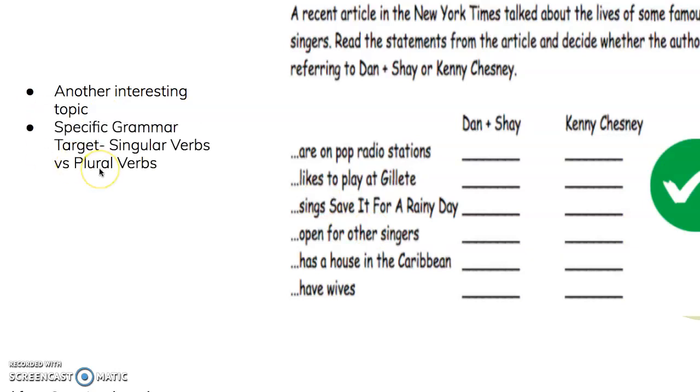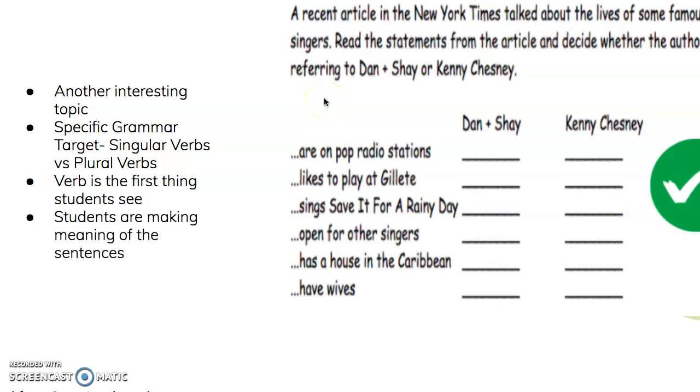I have a very, very specific target. I'm looking at singular verbs versus plural forms in the present tense, okay? So that is there. This has to be processed. And this is a very, very simple thing for them to look at. The first word that they see is the verb. And that's how they're going to be able to figure out if it's Dan and Shay, which is plural, or Kenny Chesney, which is singular.